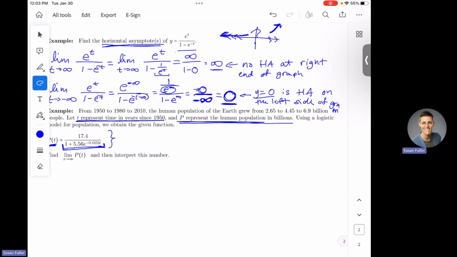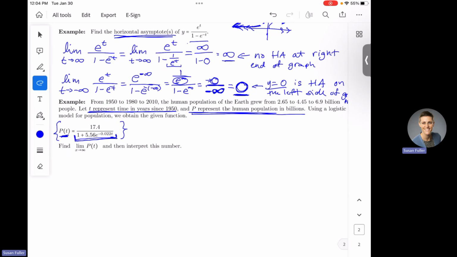And again, it says x, but our x value is t. This should probably be t. Typo, sorry about that. So we're going to take the limit as t approaches infinity, as the number of years since 1950 gets bigger and bigger and bigger. What happens to this function representing human population?